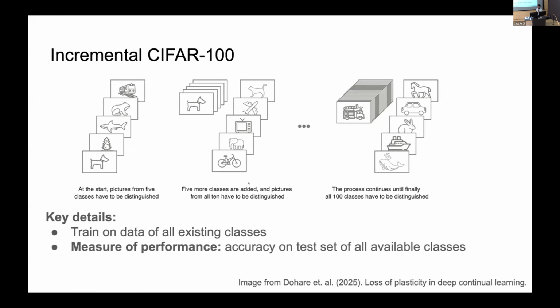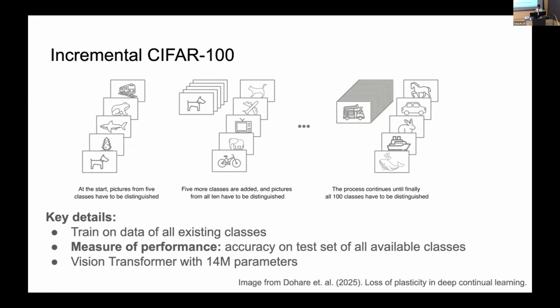And the measure of performance is the accuracy on the test set of all the classes that we have available. So initially on just 5, then just 10, and at the end, all 100. And we're going to use a vision transformer with 40 million parameters in this case.